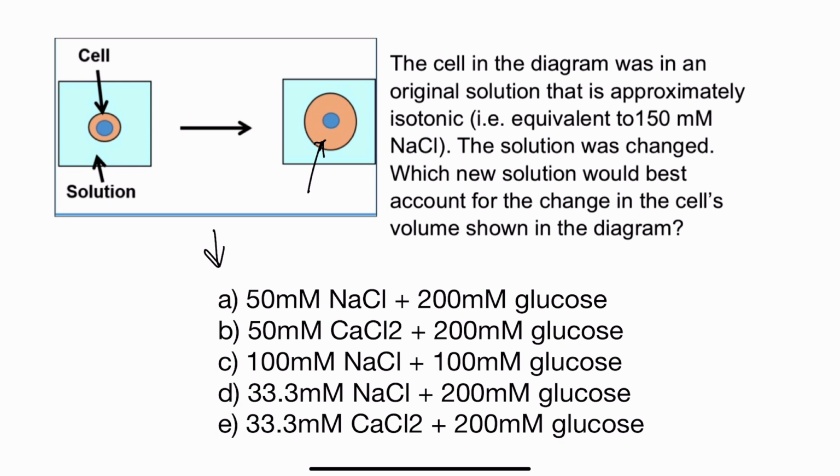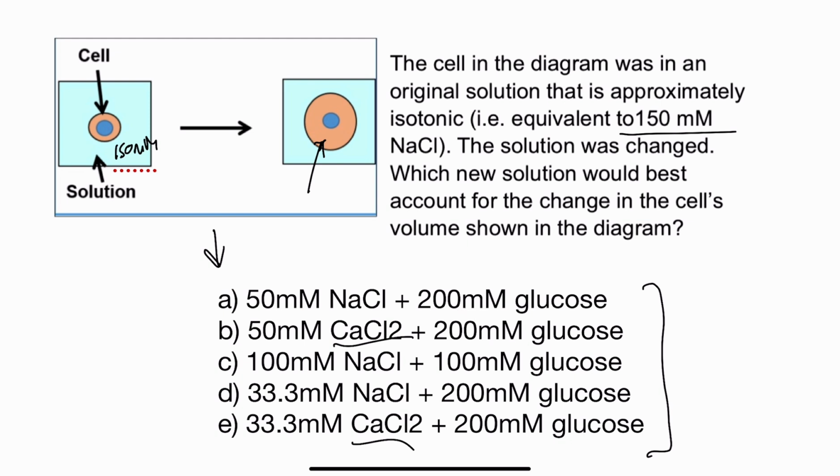That means that from our original, which says here 150 millimolar NaCl, we're going to a lower concentration. So we're looking for a composition in these options that has a lower concentration than 150 millimolar. Now this question is challenging because if you look at the options, we have quite a few that are lower than 150 millimolar NaCl. In fact, all of them are. But we also have this factor of CaCl2. We also have this factor of glucose.